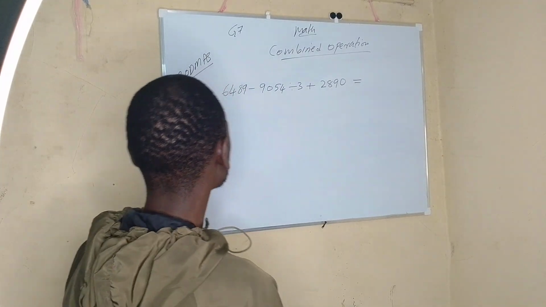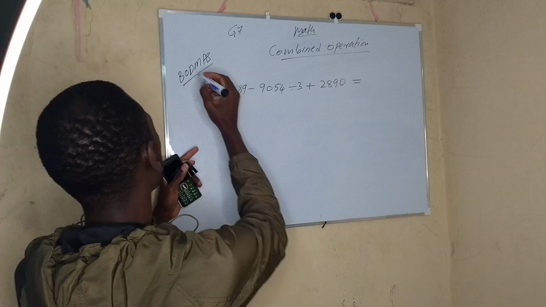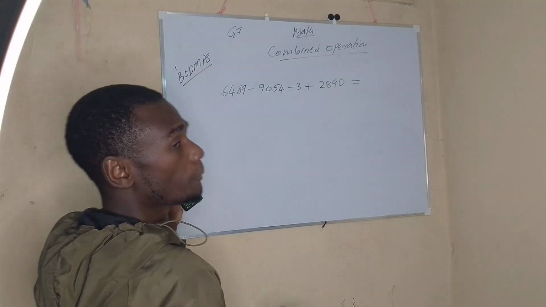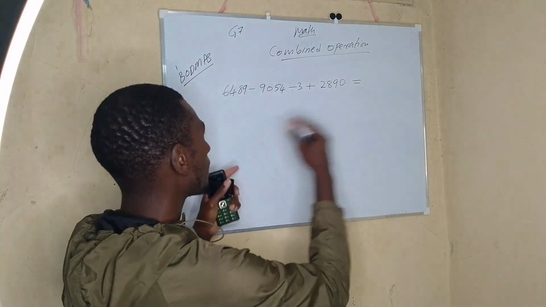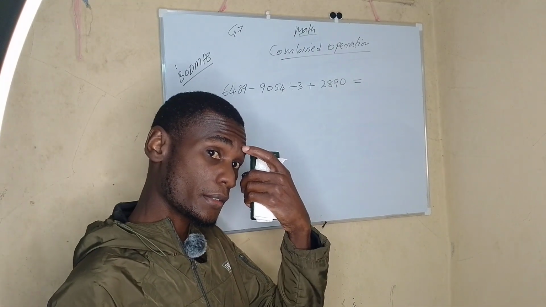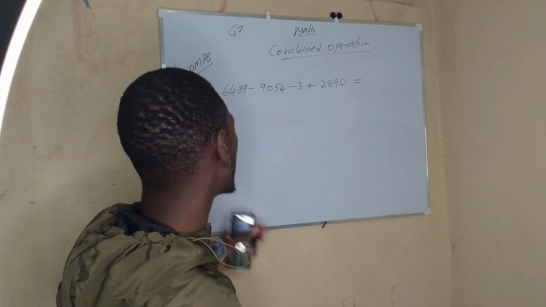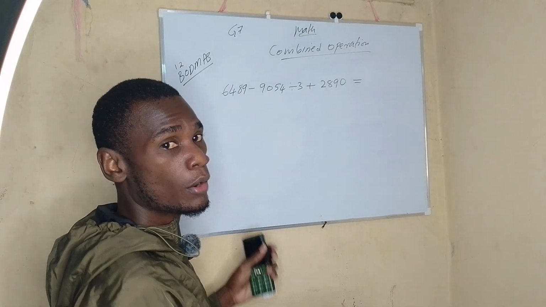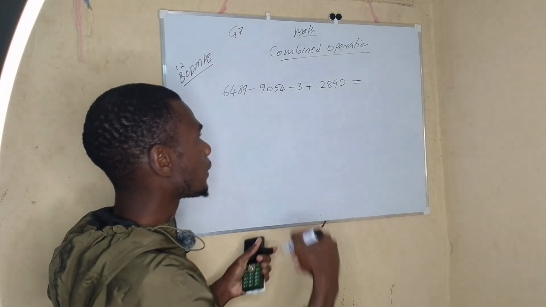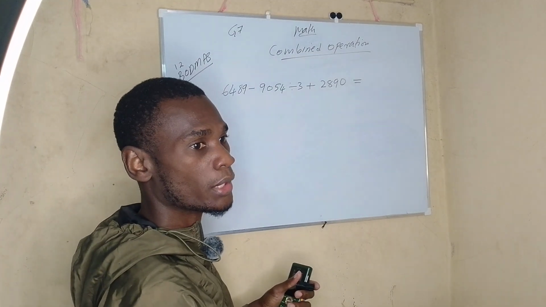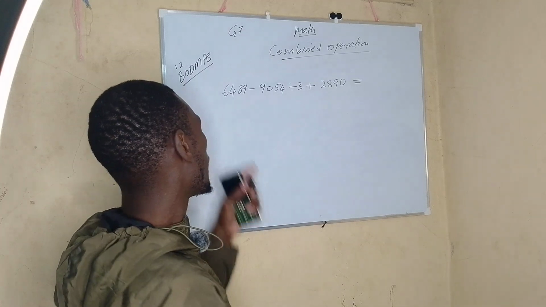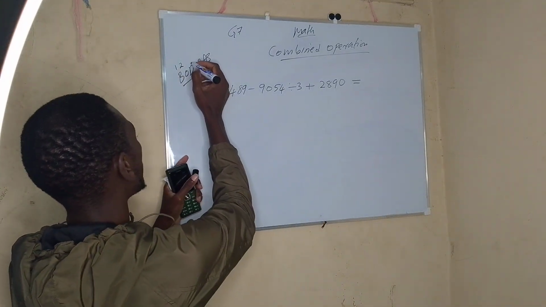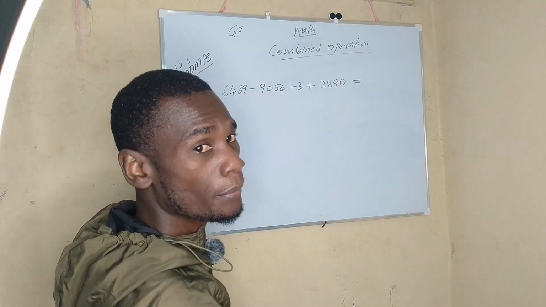Now, BODMAS, the first operation to be carried out is B, that is bracket. If there is any bracket there, that is what we start with. The bracket is not there in this case. Another operation, the second one, is O, that is off. If there is the word off there, like a half of 24, something like that, then after solving the bracket, we can move to off. If off is not there, we go to D, that is division, that is the third.